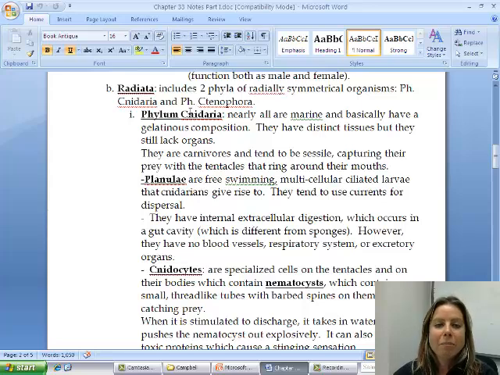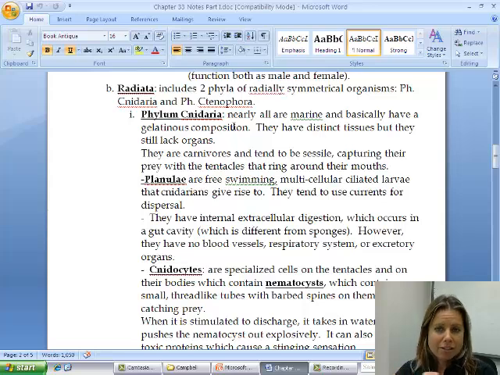Okay, phylum Cnidaria. Cnido literally means stinging. So these are going to be organisms that can sting. Ctenophora we'll talk about in a little bit. So most of the cnidarians are going to be marine, and they're just basically gelatinous. This is going to be jellies, sea anemones, corals, those types of things.